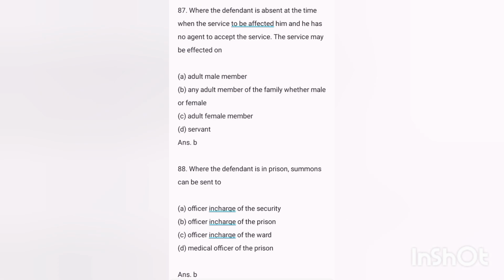Next, where the defendant is absent at the time when the service is to be effected on him and he has no agent to accept the service, the service may be effected on the. Answer was B, any adult member of the family, whether male or female. And next, where the defendant is in prison, summons can be sent. Answer was B, officer in charge of the prison.